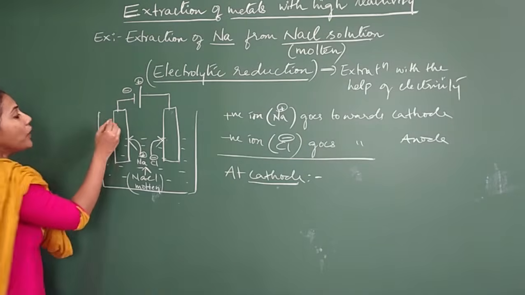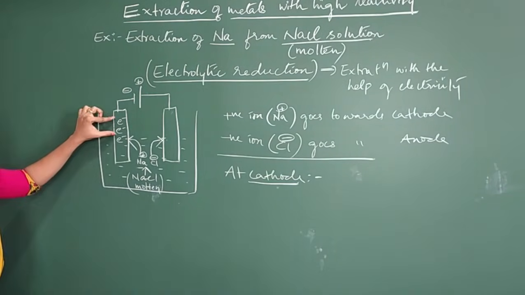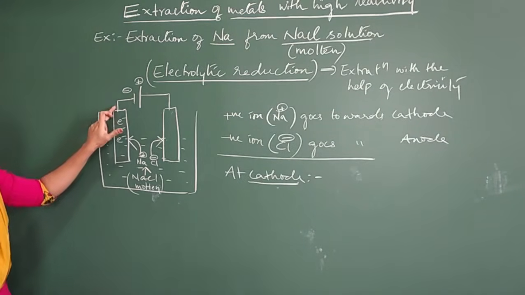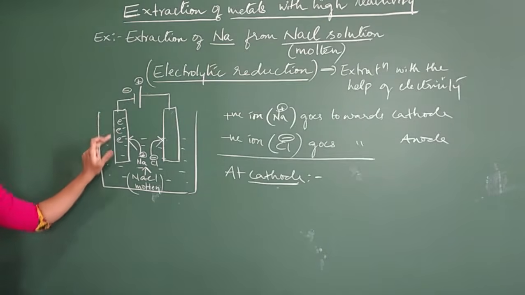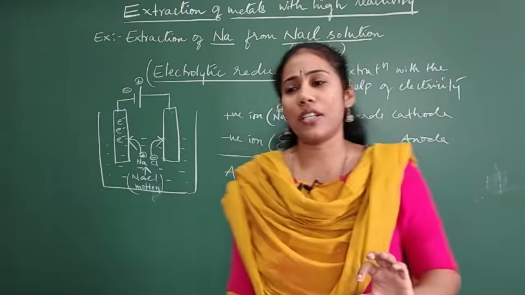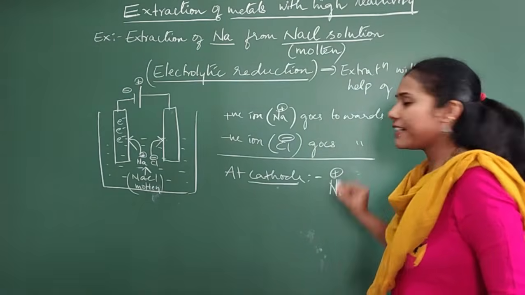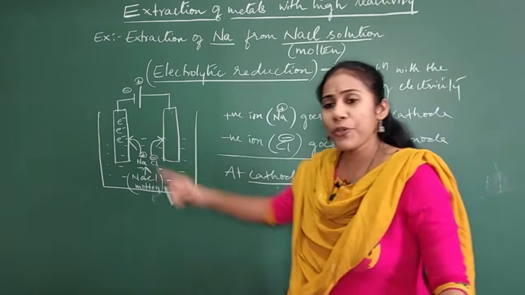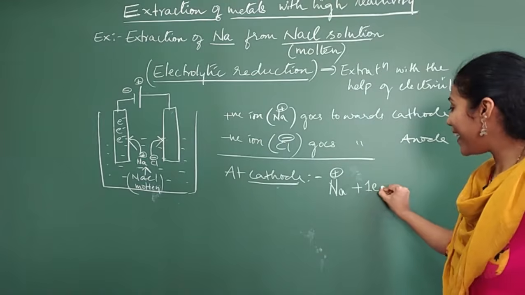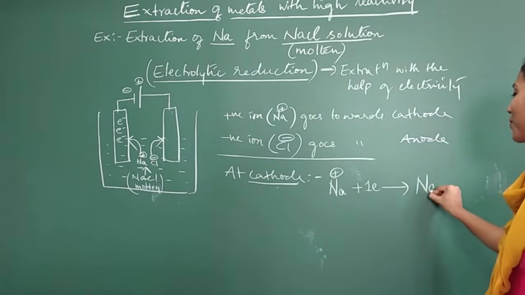In the negative point, you will be having lots of electrons. This rod is rich with electrons. Electrons will be flowing in this direction from negative terminal onwards. Okay, so the rod is rich in electrons. So our Na+ is moving towards the rod, and the rod is having so many electrons. Our Na+ ion will gain one electron here, and it will become a neutral sodium.